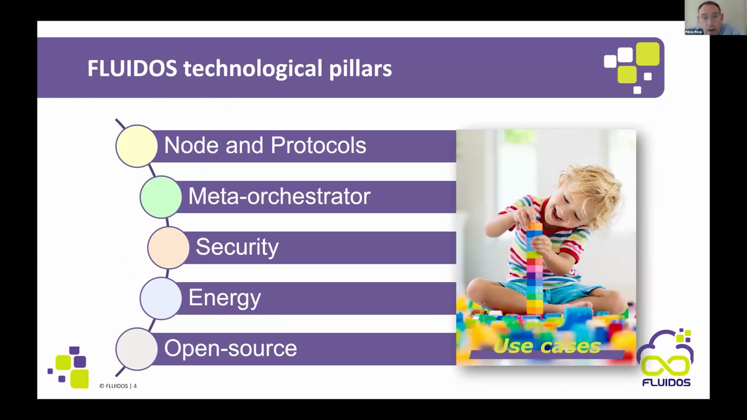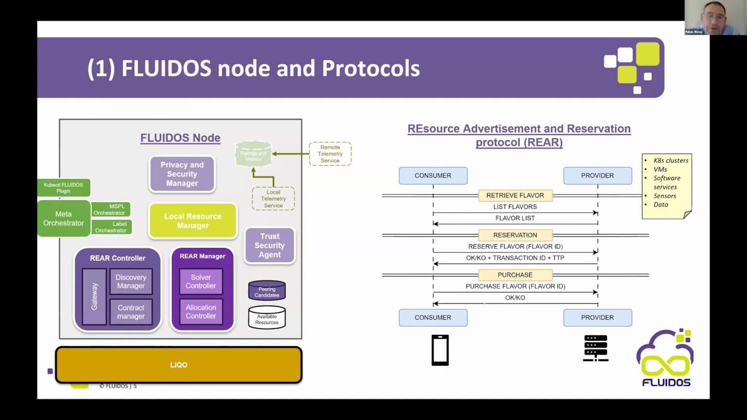So how do we structure our research in our project? We have 5 lines of investigation, or actually 4 lines and 1 final pillar, which is open source. Let's try to briefly present them one by one.